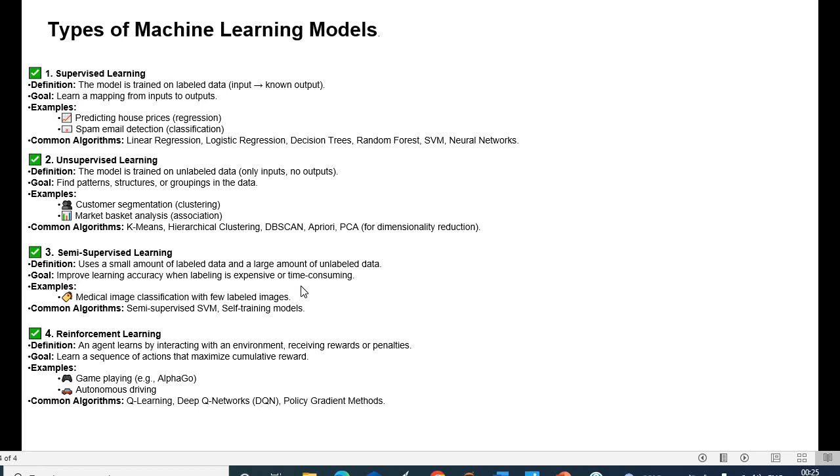Okay, I think we'll close it over here. We'll go into all the types of model in detail in the coming lectures one by one.